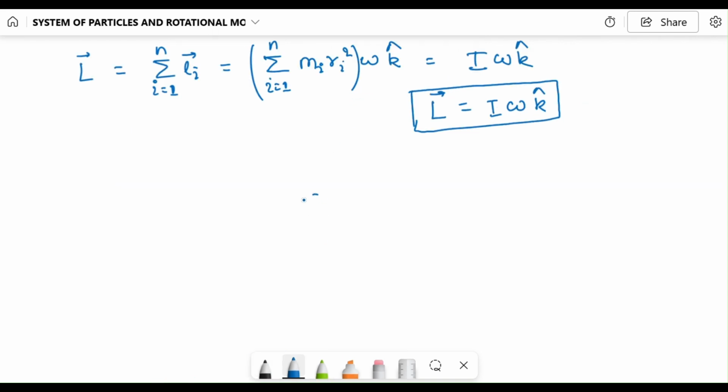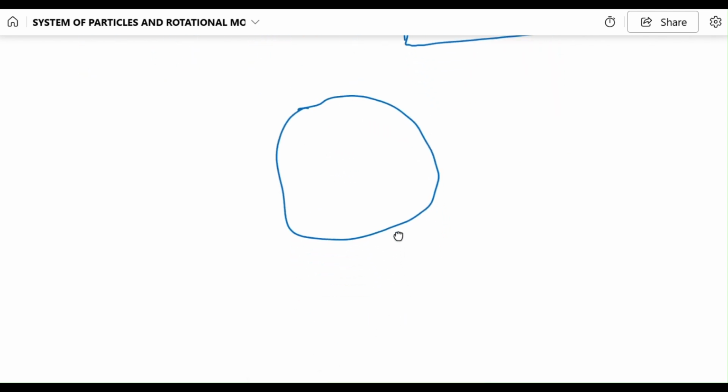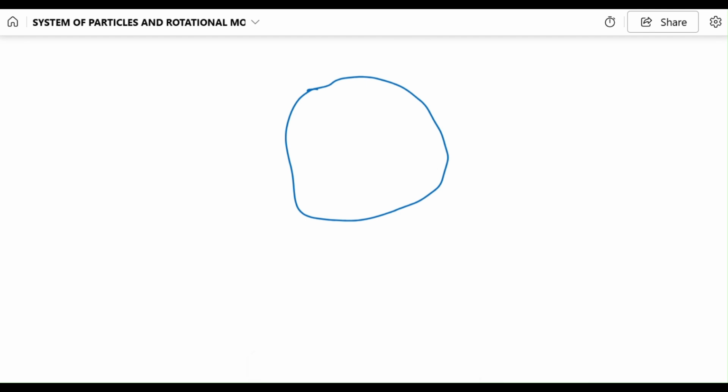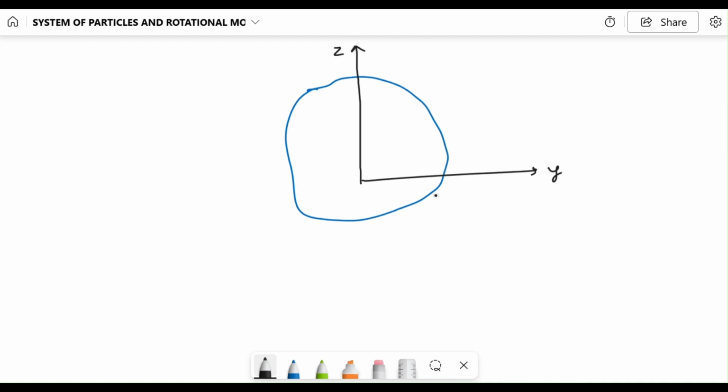So here we have a rigid body, and this body is rotating about this axis, the z axis. This is the y axis and this is the x-axis. Now, if we are choosing a random ith particle here, let's say this is the first particle.